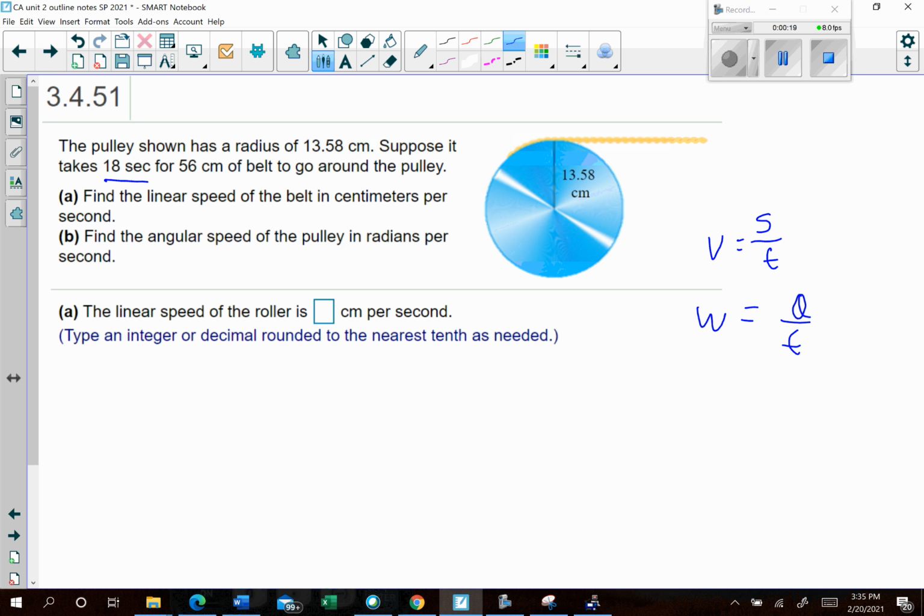Suppose it takes 18 seconds for 56 centimeters of belt to go around the pulley. So all you have to do is that ratio, and I've got my formula over here. So my linear speed is equal to 56 centimeters in 18 seconds, and we need to go ahead and reduce that.